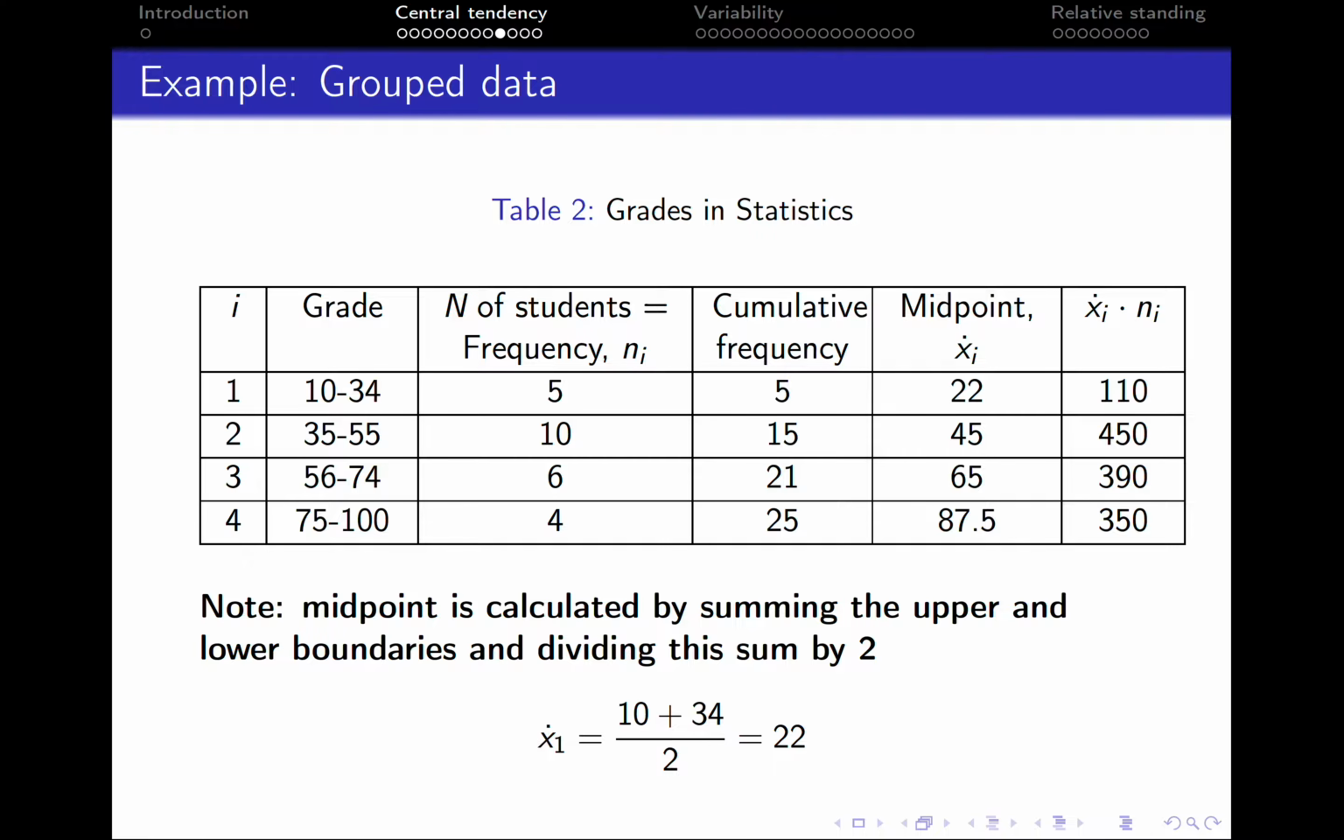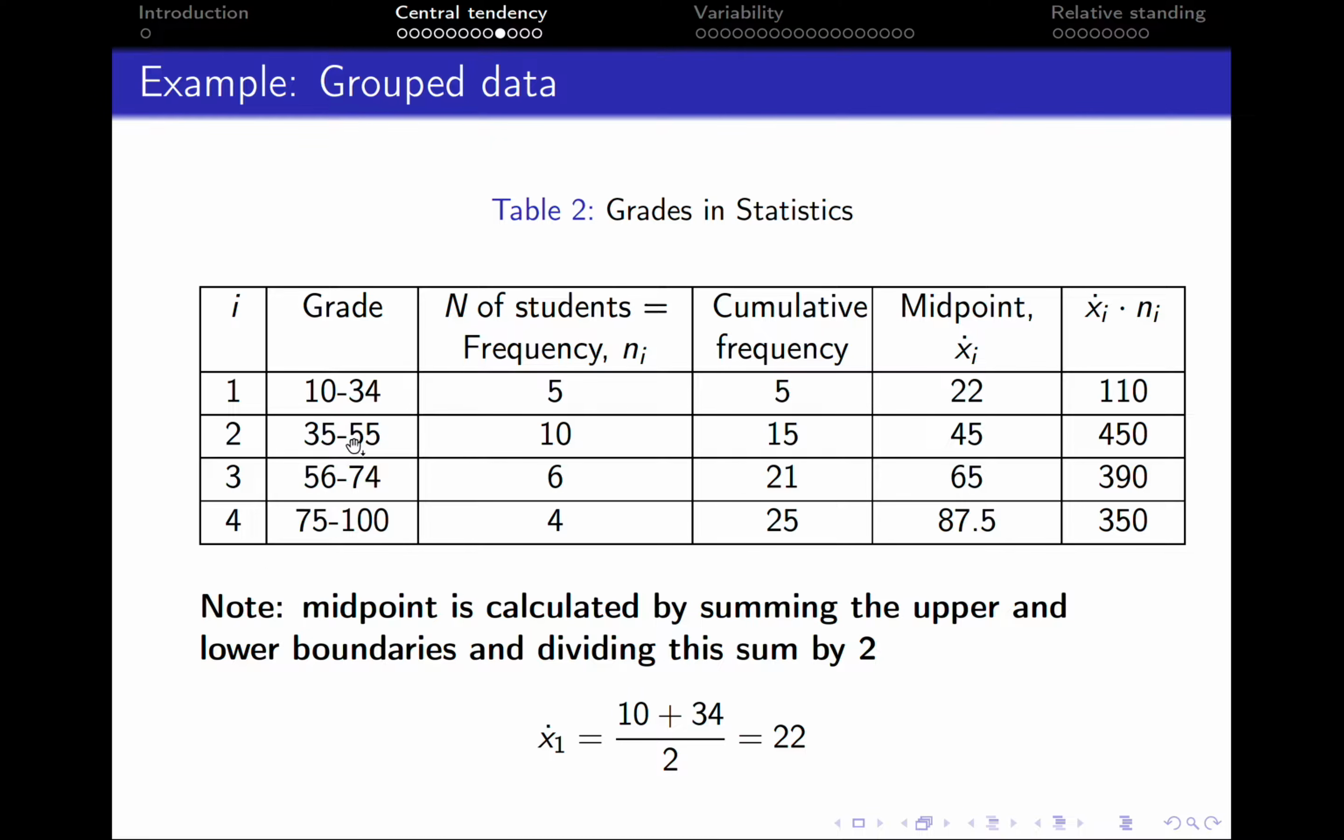And now let's have a look at how mean, mode, and median can be calculated for grouped data. So on this slide, you can see an example of such data. This is grades in statistics. So we've got 4 groups. In the first group, we've got the grades from 10 till 34, and we know the number of students, or the frequency. So the number of students who got the grade from 10 till 34 is 5.